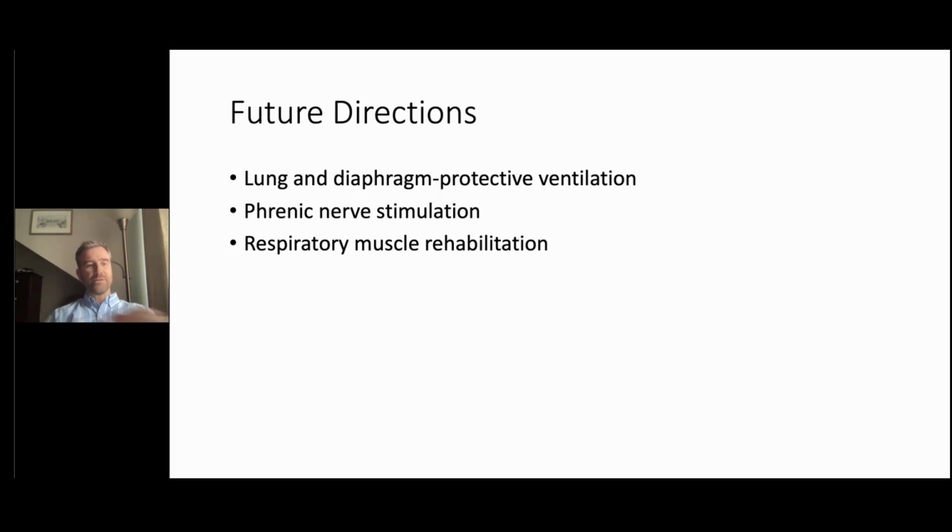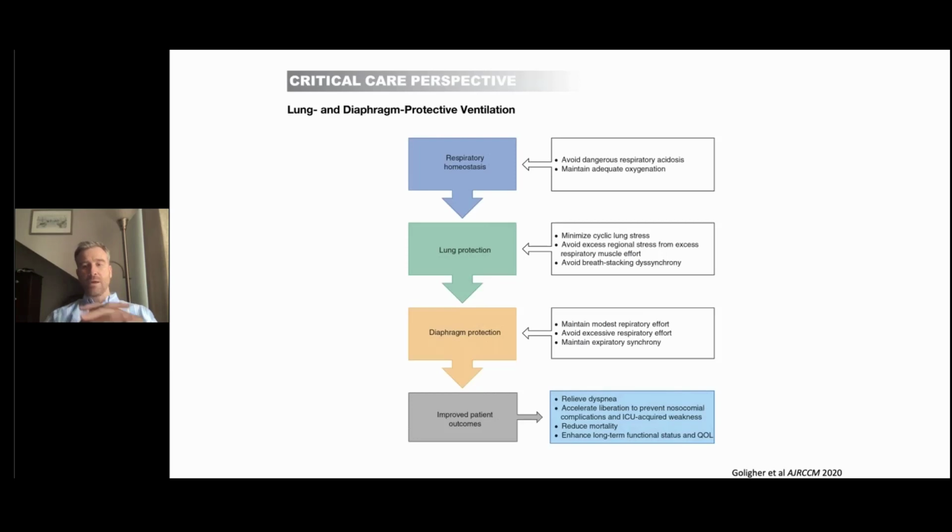So just briefly to wrap up, what are some future directions? Where do we see the field moving to address this problem of ventilator-induced diaphragm dysfunction? Well, one concept that we've been working on is lung and diaphragm protective ventilation that integrates our conventional lung protective approach with a diaphragm protective approach. So we're converting ventilation from a two-dimensional problem into a three-dimensional problem.